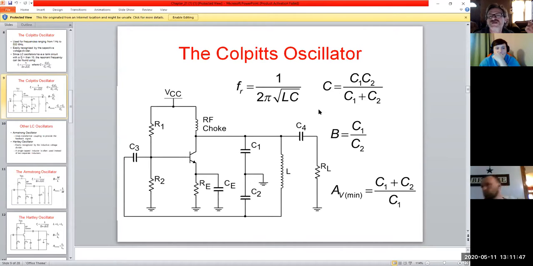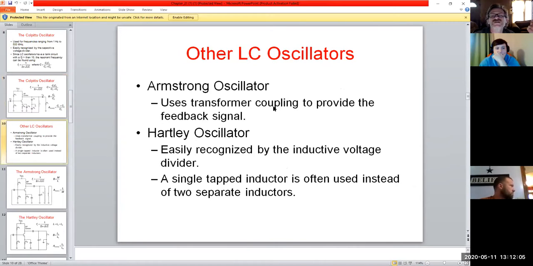So we can define our C as being C1, C2, right, in parallel because of the ground point right here. And then our beta, which would become in relations with the two capacitors here. And then our gain. We won't spend a lot of time on this. I just really wanted to gloss over this so you guys were familiar with it.